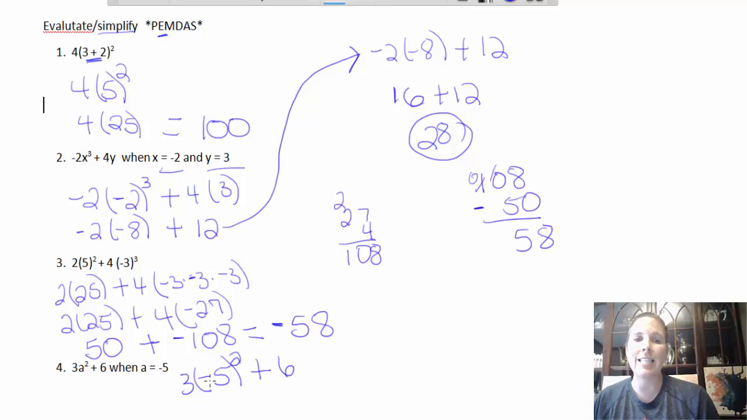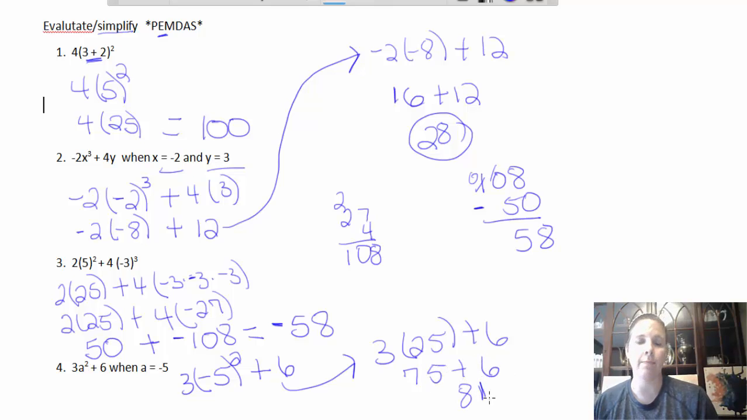Okay, so again, this negative is inside the parentheses. It's very important. So negative times a negative is a positive. So positive 25 plus 6. So 75 plus 6, which equals 81.